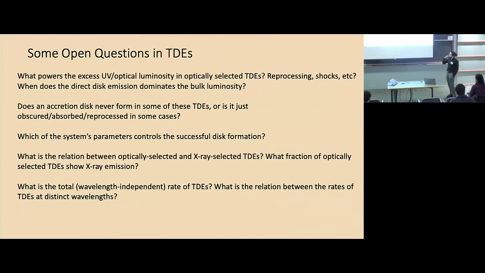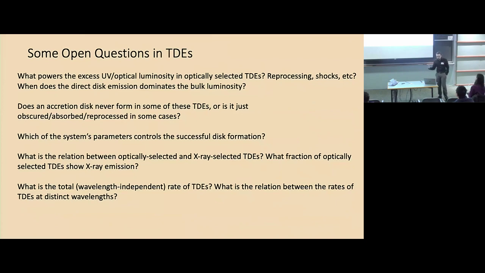I'm not going to go into details, but some of the open questions that arise from that are, for example: how do you power this excess optical emission in the optically selected TDEs? Is it reprocessing or shocks? And when does the direct disk emission dominate the luminosity? Does the accretion disk never form in the sources that don't show X-rays, or are they just obscured? Which of the system parameters control this disk formation? And what's the relation between these optically selected and X-ray selected TDEs?